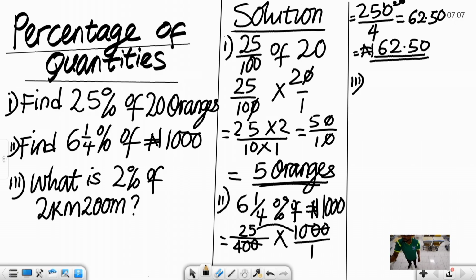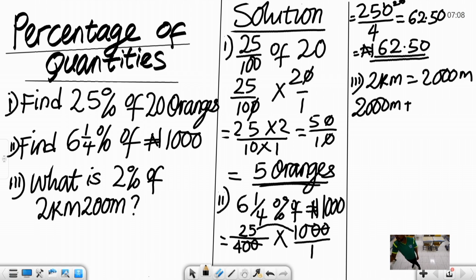Number 3. What is 2% of 2 kilometers, 200 meters? So let's convert both of them to meter. So 2 kilometers is going to give us 2,000 meters. And then 2,000 meters plus 200 meters is going to give us 2,200 meters.